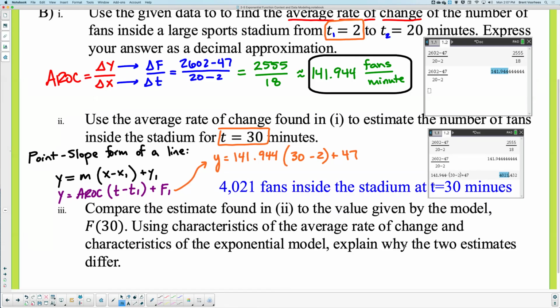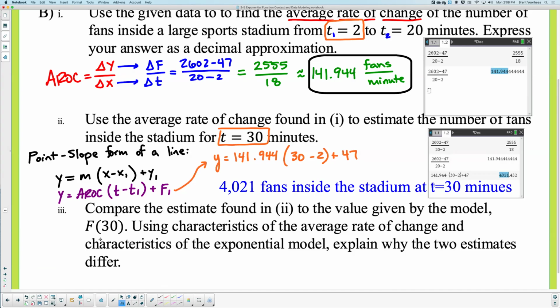Okay, finally. The third part is always going to be a comparison. Now, in mathematics, when you compare something, there's one of three options. Two things are equal to one another, or one is less than the other, or one is greater than the other. Those are the only three options. It says on part 3, compare the estimate found in 2. This is our estimate, 4,021 fans. Compare that estimate to the value given by the model, f of 30.